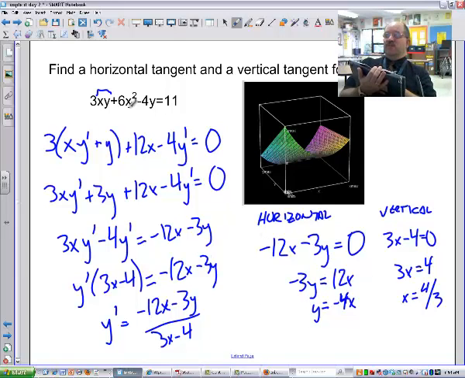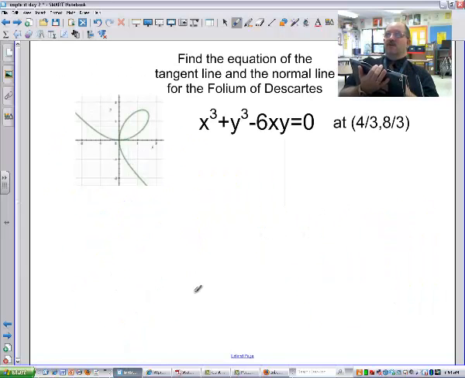Okay? Super. Folium of Descartes. We want to find the equation of the tangent line and the normal line for the folium of Descartes at (4/3, 8/3). In order to find the equation of the tangent line or the normal line, we need to know the slope of the tangent line. In order to do that, we've got to take a derivative. So let's have at it.